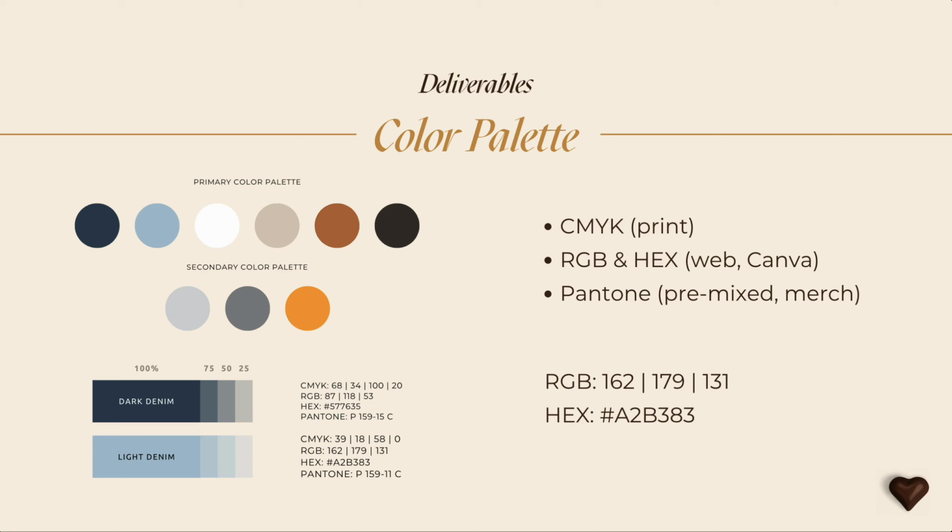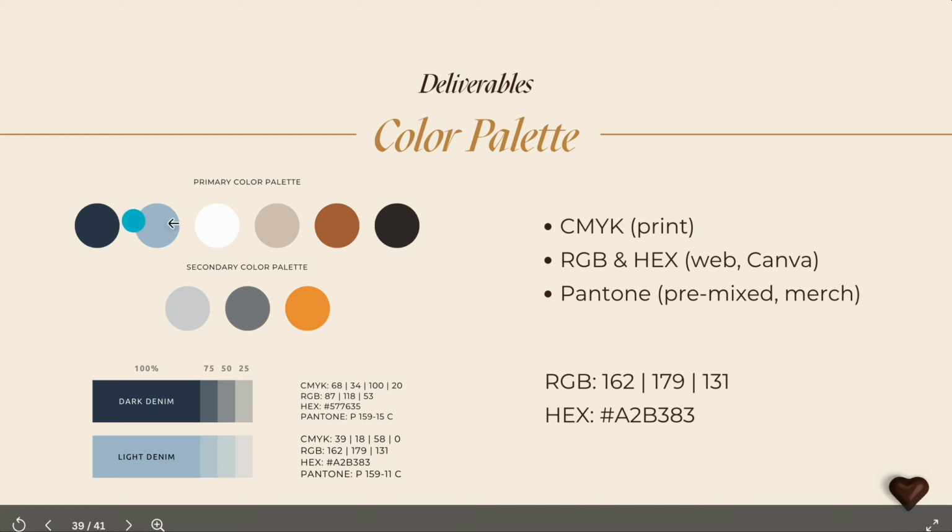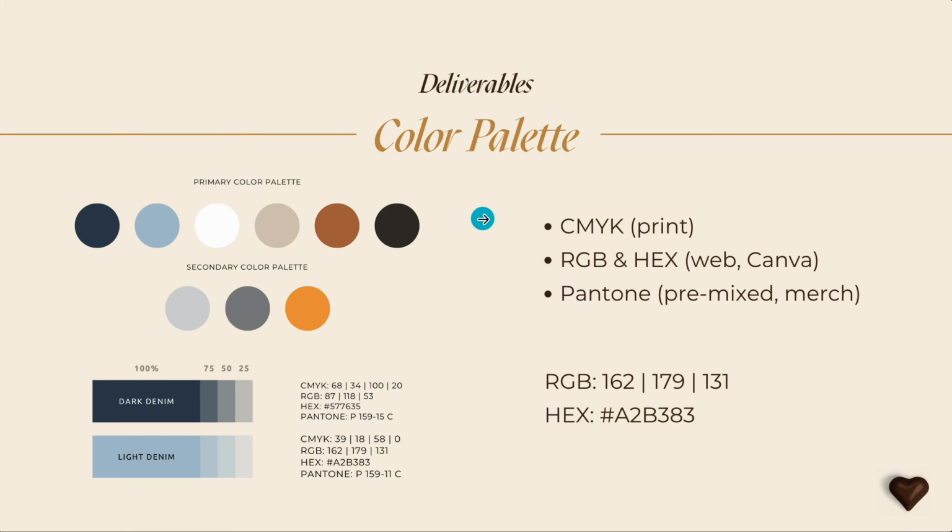You want to make sure that you get your main colors, so at least the logo colors, but the primary color palette, if you have more than 2 or 3 colors, you want them in different color codes. So your designer should give you this as well. You want CMYK codes for printing. So they look like this.